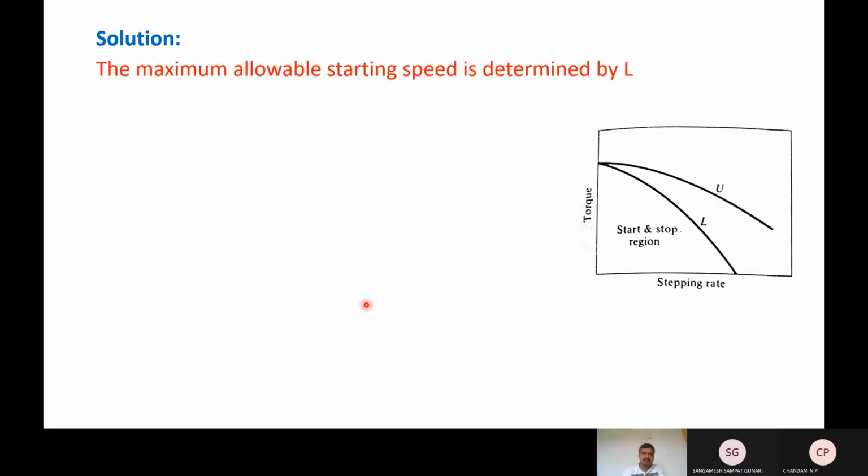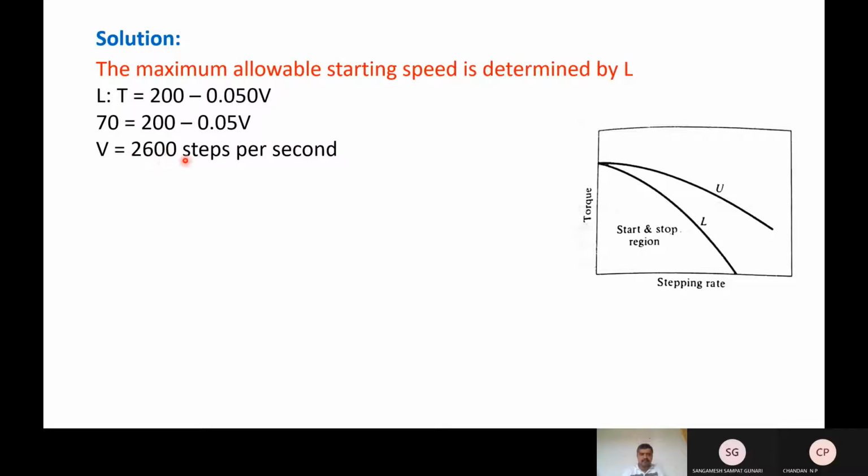First, consider the maximum allowable starting speed, that is denoted by this lower curve, that means this equation. Here the torque value is specified in the problem, so substitute torque as 70 Newton meter. Then V is the unknown, that itself is the speed. You will get 2600 steps per second. That is the maximum allowable starting speed, so you should start the motor within this speed limit.